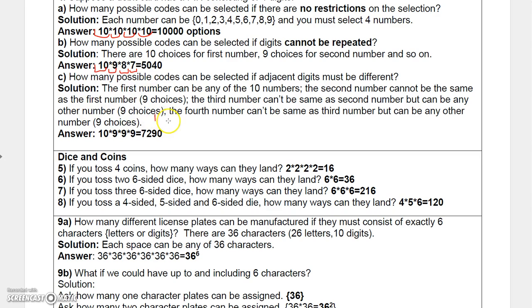And the next one said adjacent digits must be different. So for the first number, there are 10 choices, but the second number can't be what you chose here, so there are only 9 choices. Well, the third number can't be what you chose just to the left of it, but it can be what you chose back over here. So the number just can't be the one directly to the left of it. And the same for the fourth. So each of the last 3 is going to be 9. So you have 10 times 9 times 9 times 9, which is 7,290.